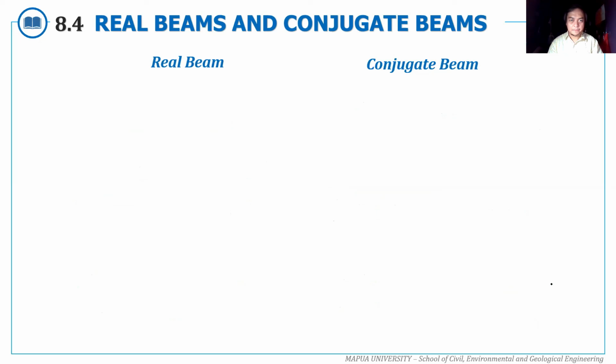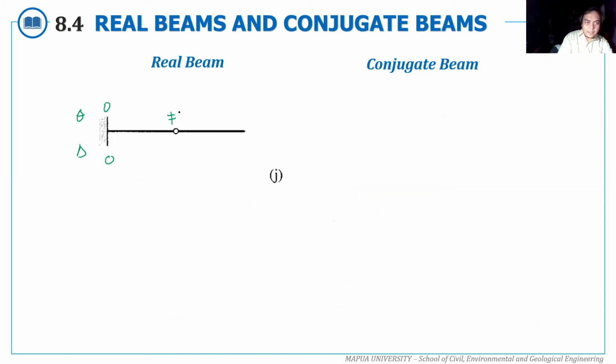Meron pa ba? Okay, so this one. So ganun ulit, no? Slope, deflection. Fixed support, 0, 0. Internal hinge, not 0. Deflection, not 0. Free end, not 0 slope, not 0 din ang deflection. So pag dinrawing ko yung conjugate beam niyan, this would be free end kasi shear moment. Okay, so 0, 0. So free end.